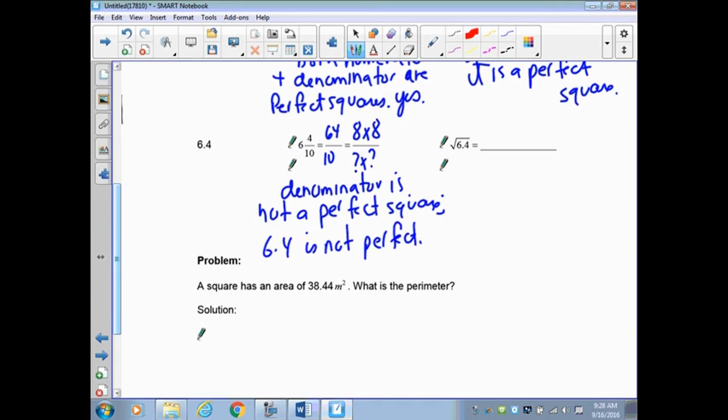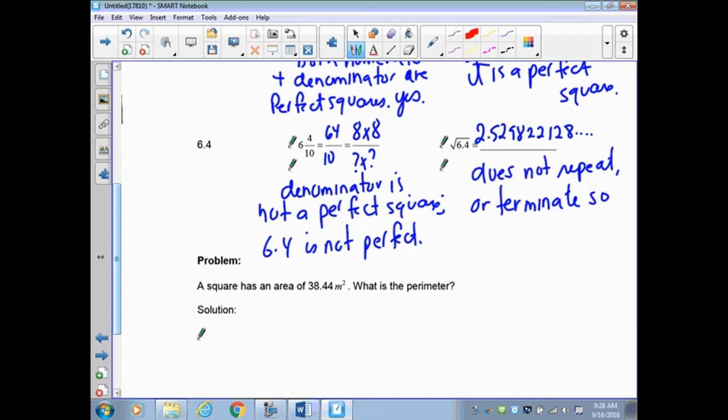Okay, root 6.4. If you take the square root of 6.4, you're going to get 2.529822128, and it goes on. If you look at that, there's nothing in there that gives you any idea that it is going to repeat. So in this case, it does not repeat or terminate. So it is not a perfect square.